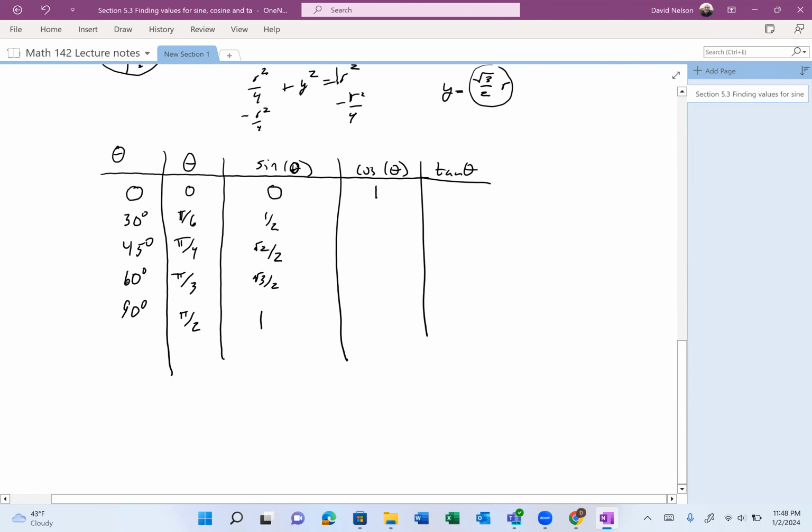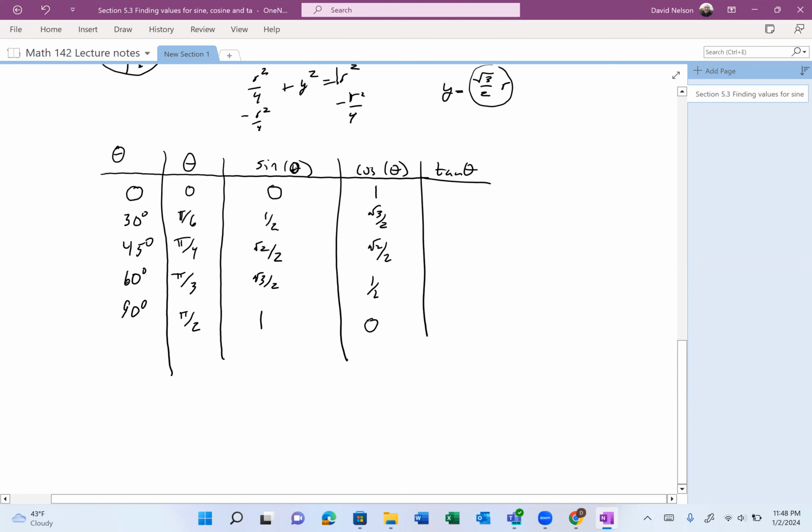If I go back and scroll up here a little bit or rewind the video a little bit, you'll see that the cosine of 0 was 1. The cosine of 30 degrees is root 3 over 2. The cosine of 45 degrees is the same as the sine of 45 degrees. The x and the y coordinates were the same. The ratios were the same. It's root 2 over 2. When you get to 60 degrees, the cosine turned out to be 1/2. And at 90 degrees, the cosine was 0.